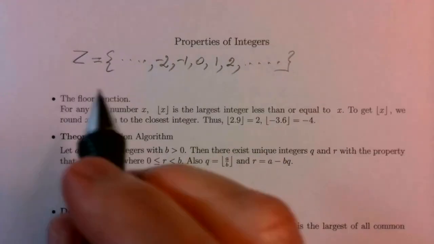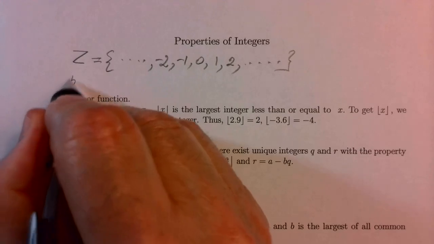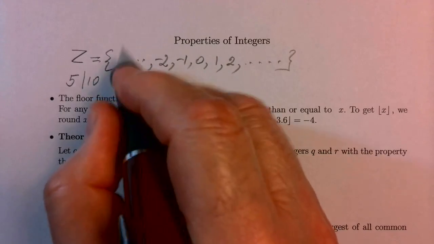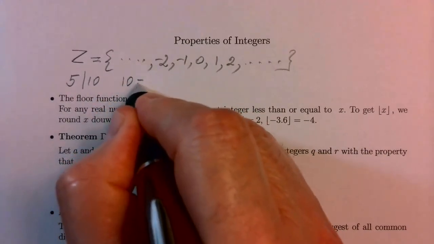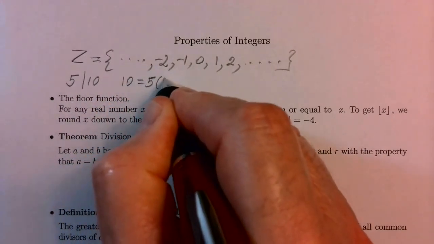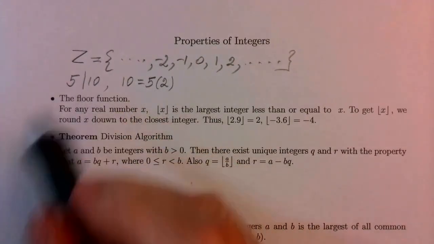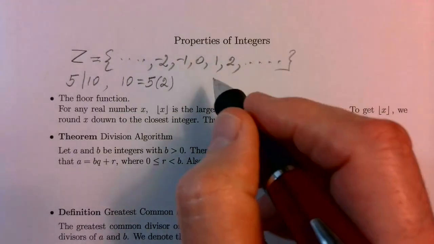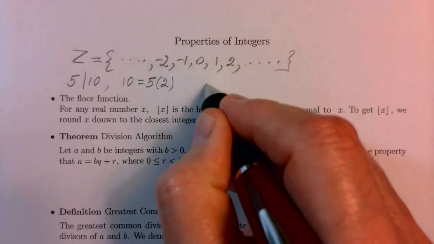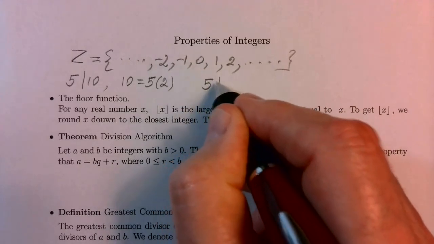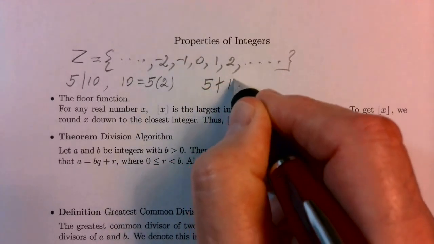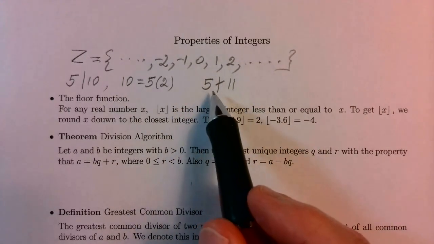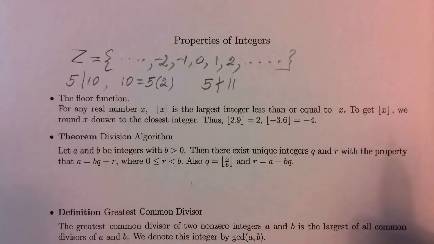We say that the number 5 divides the number 10 because 10 can be written as 5 times another integer, in this case 2. And obviously 5 doesn't divide 11. We write this like that, doesn't divide 11, because 11 cannot be written as equal to 5 times some integer.